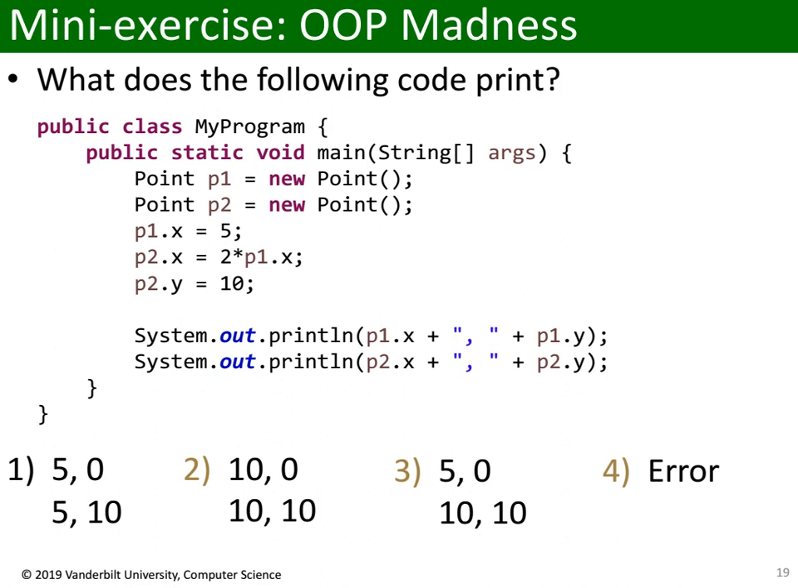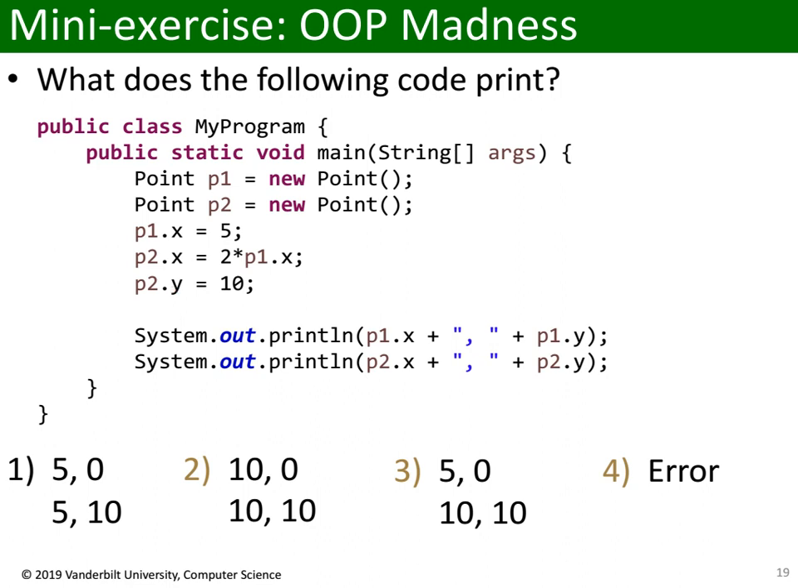So let's talk through it. We're going to create a new point object and store the reference in P1, another point object and store a reference to that point object in P2. P1's x value we set to 5. P2's x value we set to twice whatever is stored in P1's x value. So 10 is stored in P2.x. P2.y, we assign the value 10.